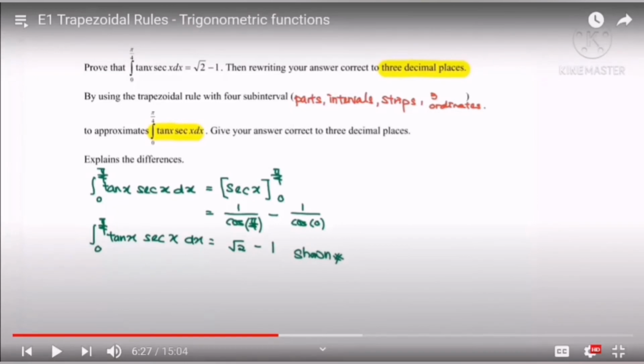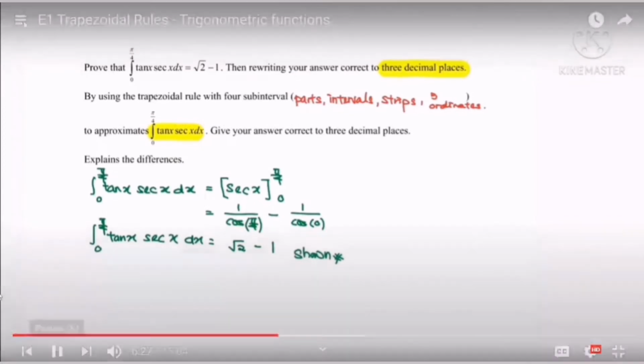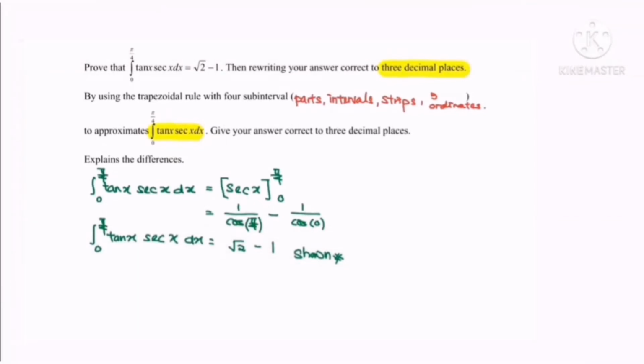So what do we call this? We call it the exact value. Okay, exact value. So earlier I showed one example, and this is another one. So remember when pressing the calculator, it must be in radian mode because you deal with trigonometry. So this is the first part. Then rewrite your answer correct to 3 decimal places. So by referring to the calculator, if you press the square root of 2 minus 1, we will obtain the approximation 0.414.